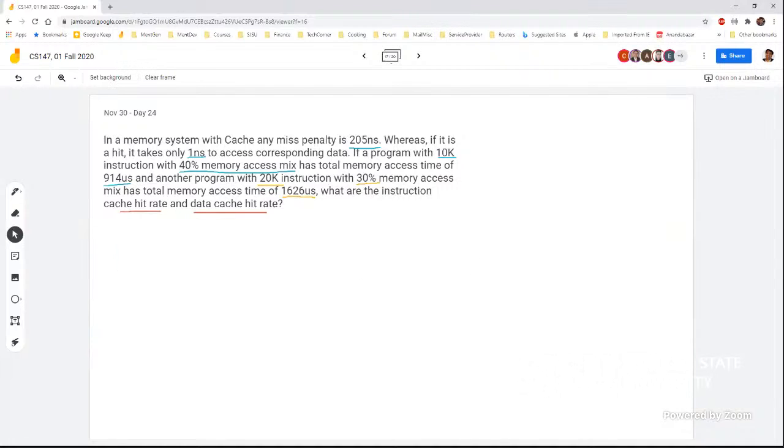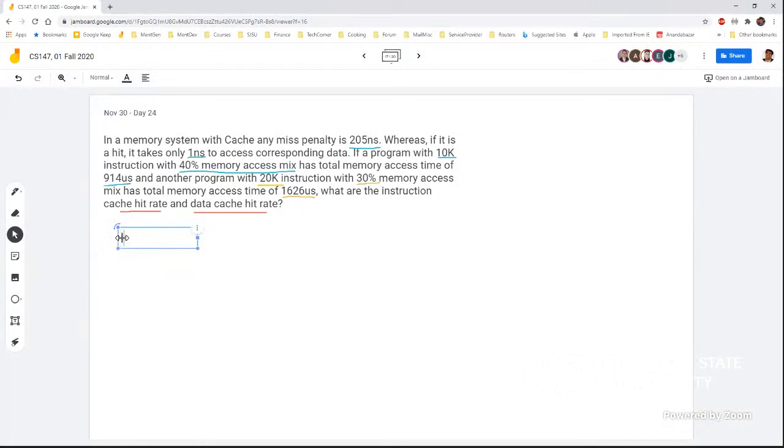I got the first one is 0.313, and the second one is 0.3. Okay. Anyone else come up with another answer? No. Okay.